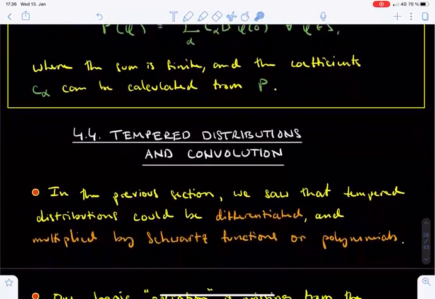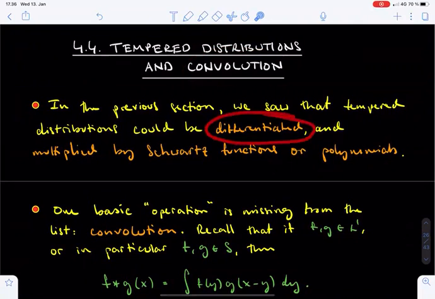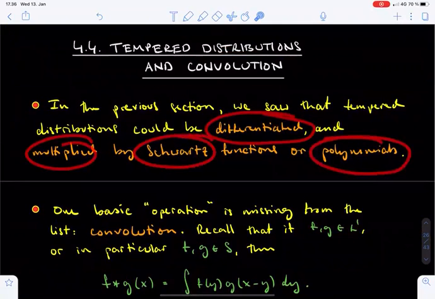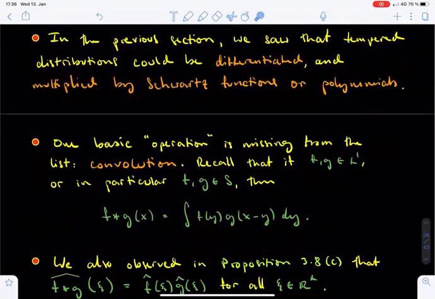We then turn to the last topic on these lecture notes, which concerns one more operation on the space of tempered distributions, namely convolution. As we have just seen, tempered distributions can be differentiated and multiplied by either Schwarz functions or polynomials, and the result is still a tempered distribution. But one basic operation is missing from this list: convolution.